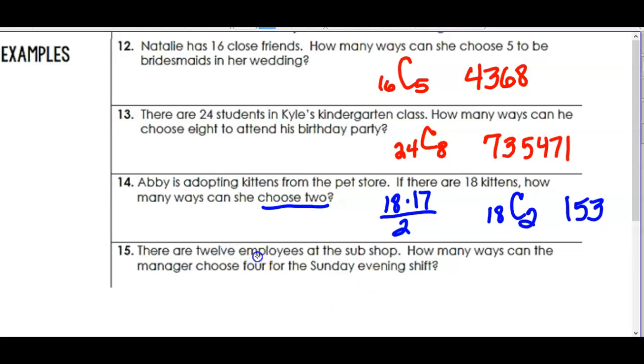All right, there are 12 employees in the sub shop. How many ways can the manager choose 4 of them who have to work? It doesn't matter what order they're picked in. So it would be 12C4. All right, that's the end of the first part of the lesson.